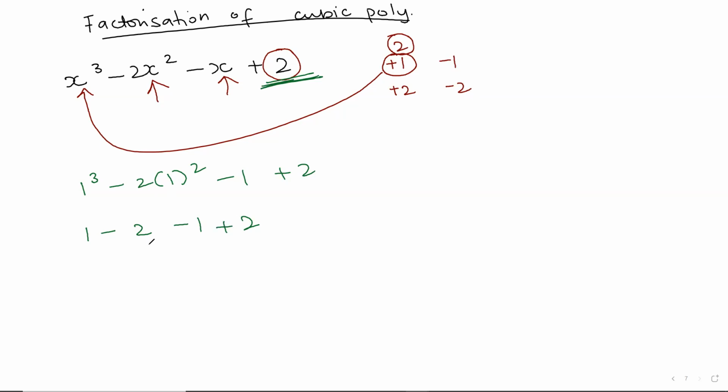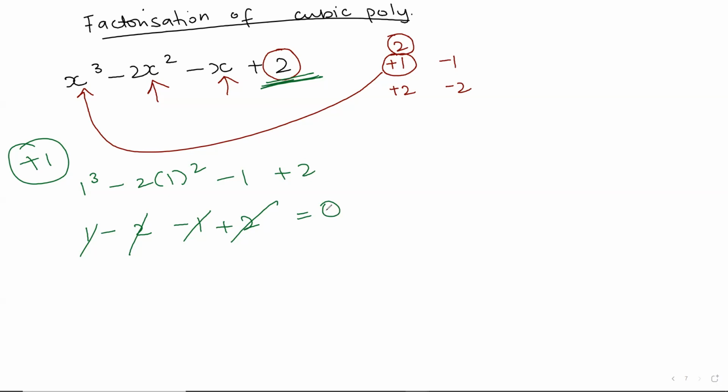So we put +1 in the place of x, right? We are putting +1. And yes, indeed, we are getting 0. This is equal to 0. Now, what does that mean? Remember, yes, Mridula?